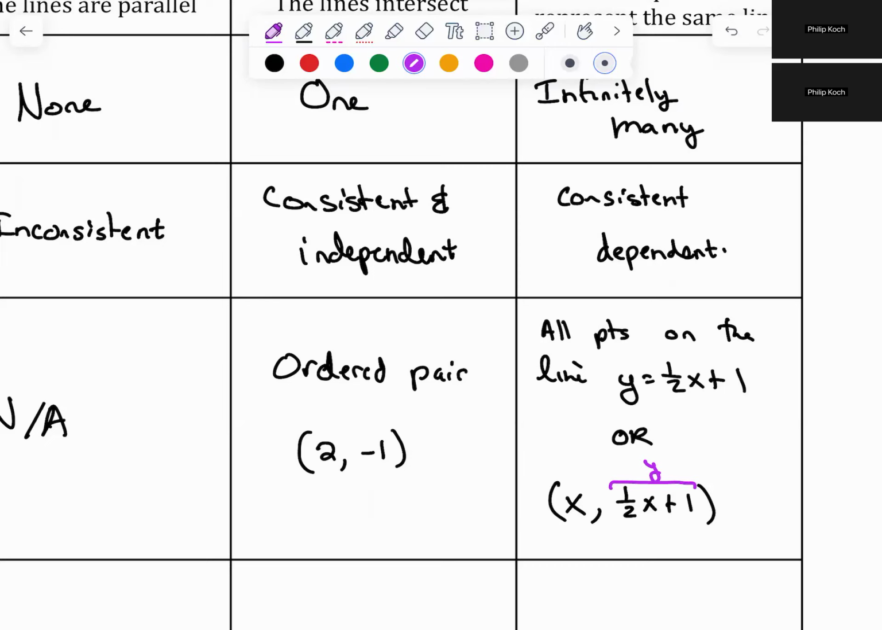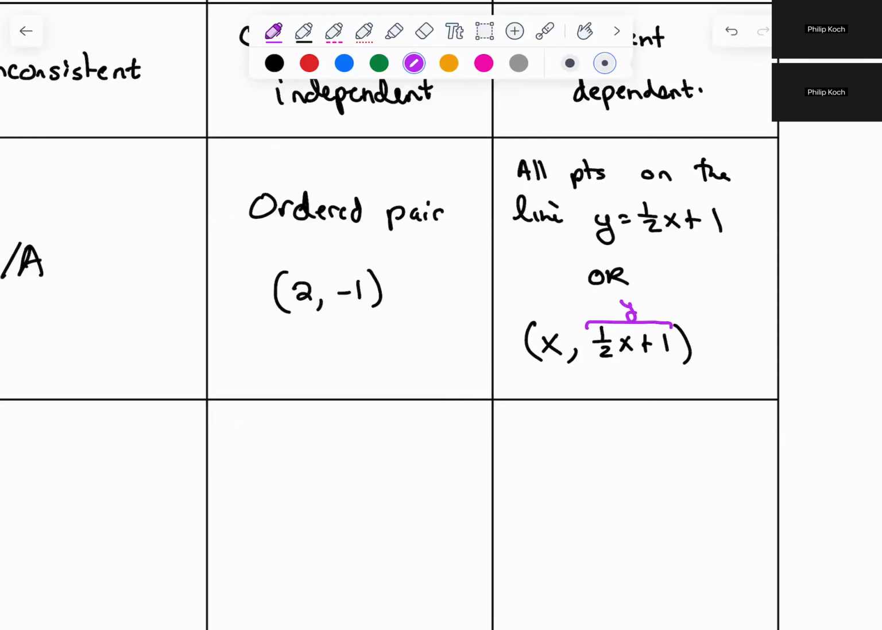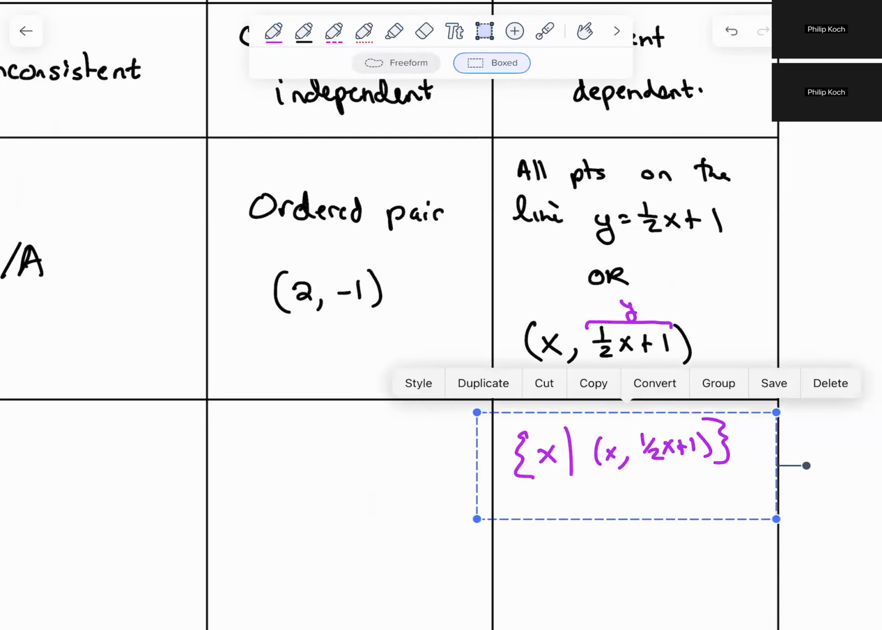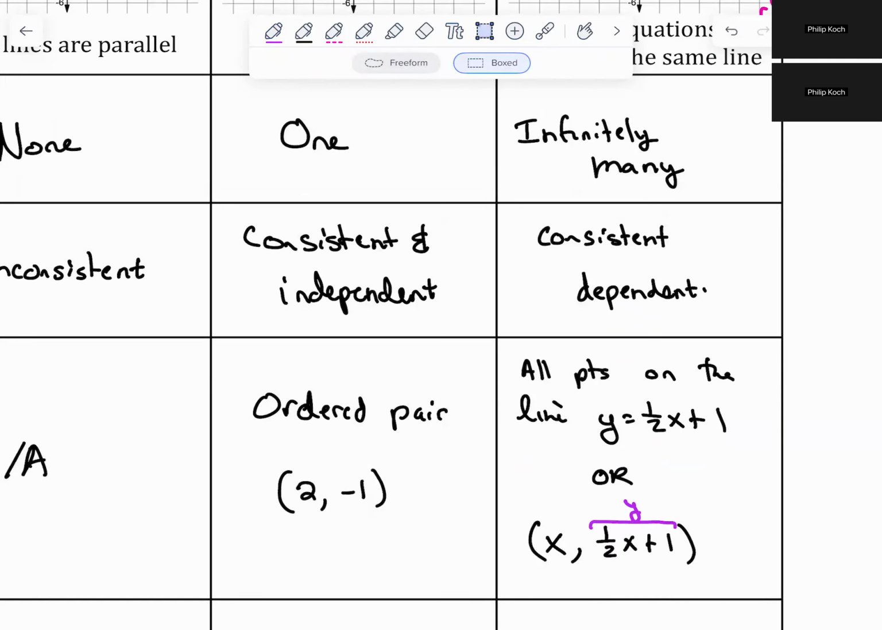So it's all the points on the line that they both ended up equaling. But if I wanted to be really mathy about it, I would write x such that we have the point (x, 1/2 x plus 1). The way that's read in mathematics, the curly braces mean the set, and the vertical line means such that. So it says the set of all x such that it's the point (x, 1/2 x plus 1). That's the mathy definition, but we don't need to worry about that really. The main thing is understanding that it's all the points on the curve.